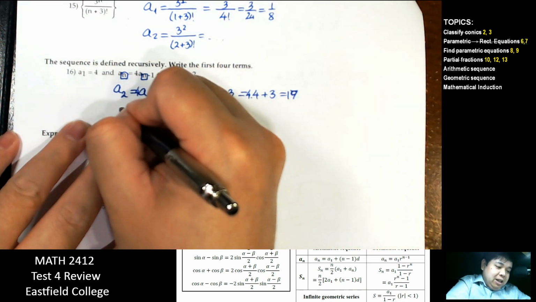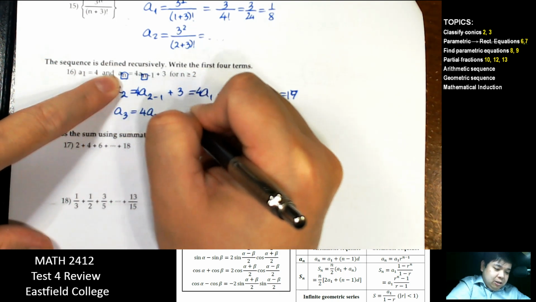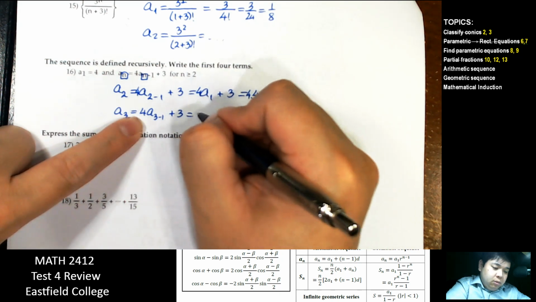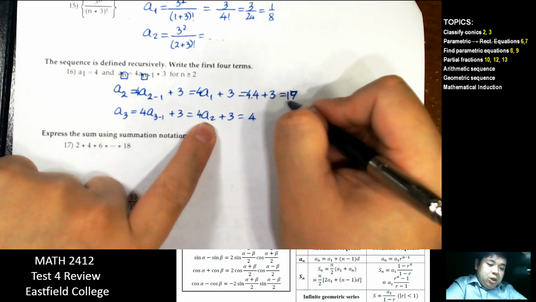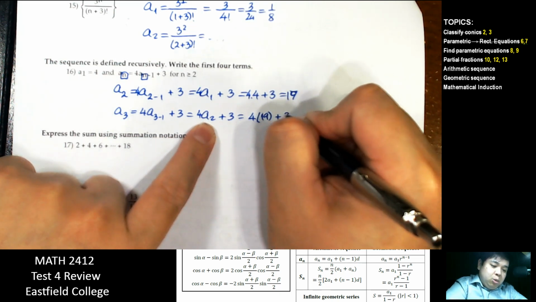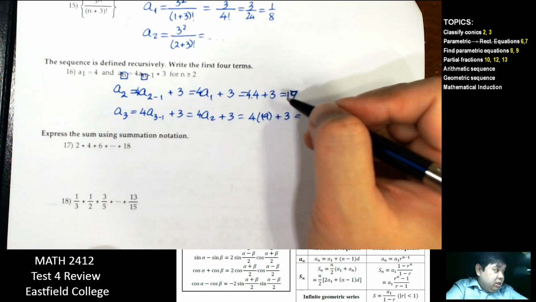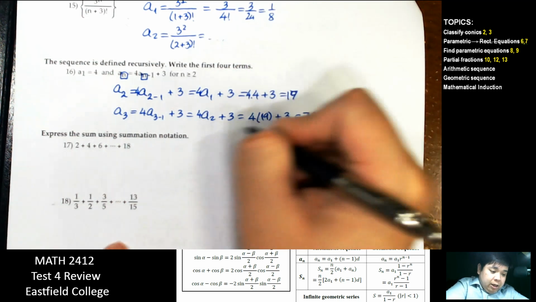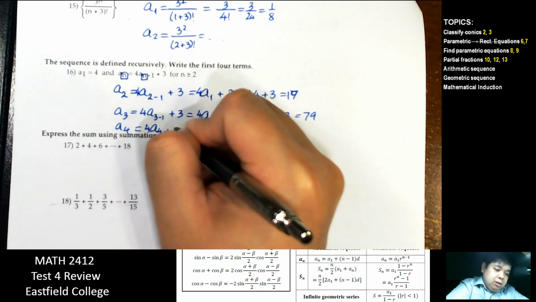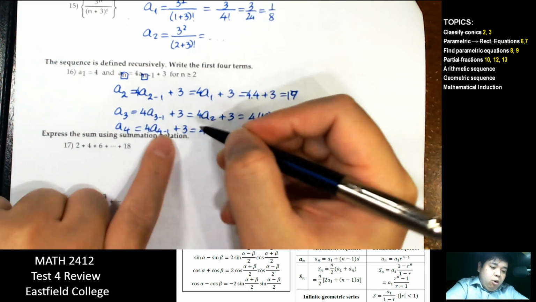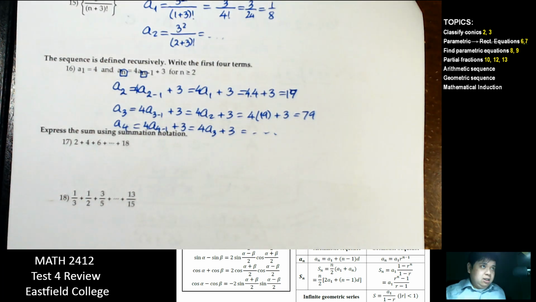Right. Next, A3, I'm going to put 3 in for n. Three minus 1 is 2, where A2 is 19 plus 3. 4 times 19 is 76, plus 3 is 79. And the same thing for A4. Four minus 1 is A3 plus 3. We'll just do that.